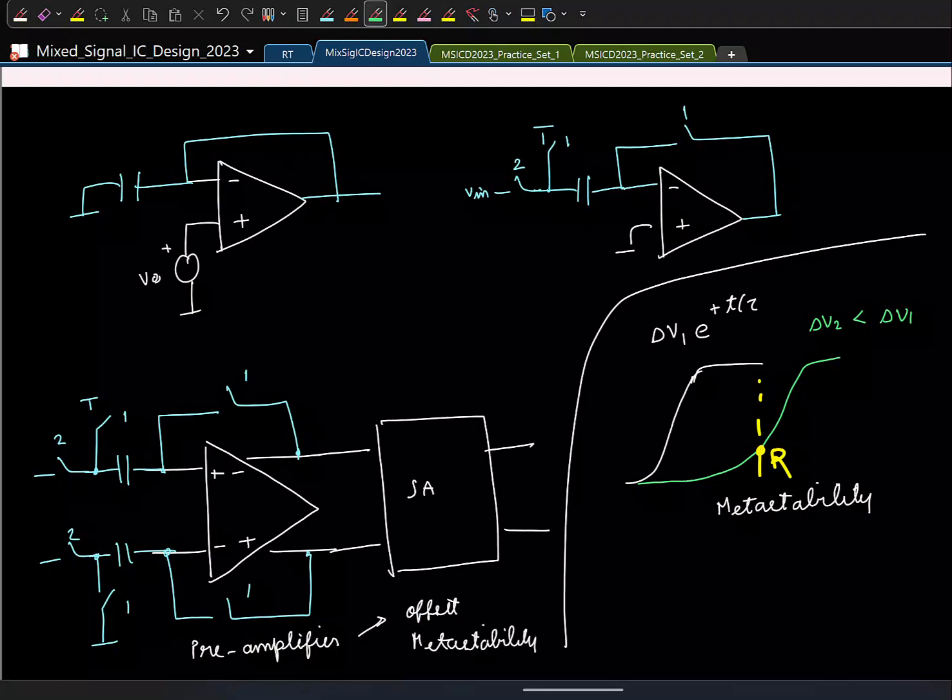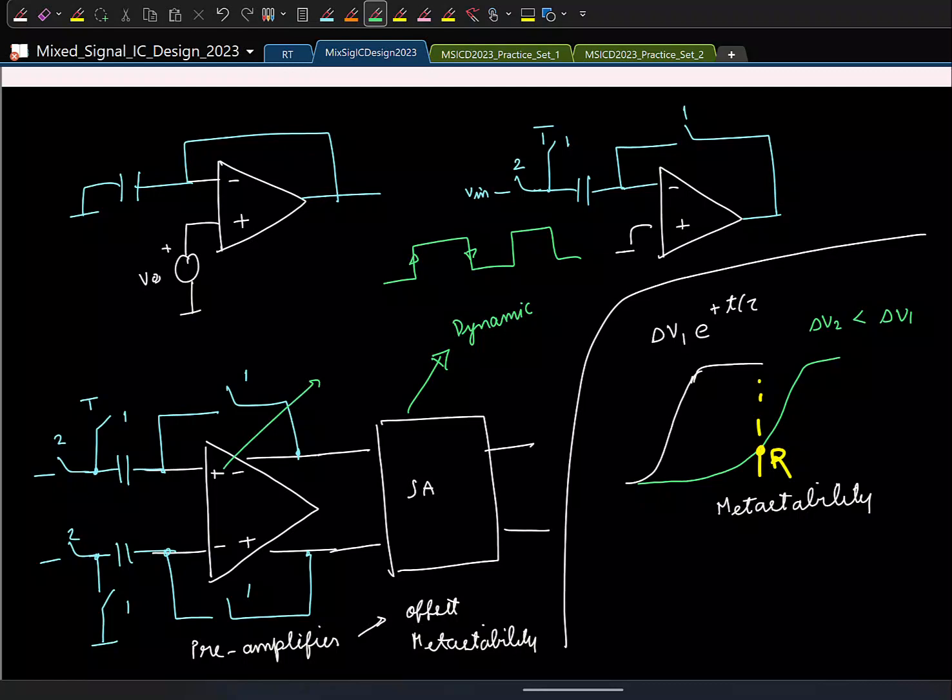So one fine point here, see here the strong arm latch that we are using, do you think it has a static power consumption? No, right? It's a truly dynamic circuit. In fact, we came up with the strong arm latch with the motivation of removing the static power consumption. So this is a truly dynamic circuit, which means if this is the clock, when will it consume power? Only at the rising and falling edges it is going to consume power. But now the latch itself is dynamic.